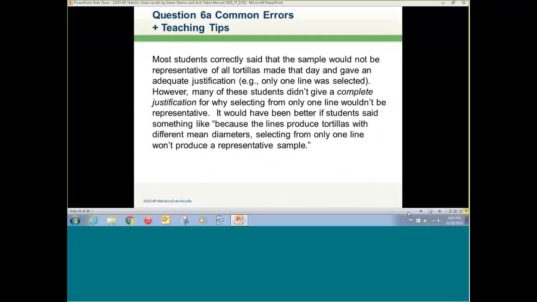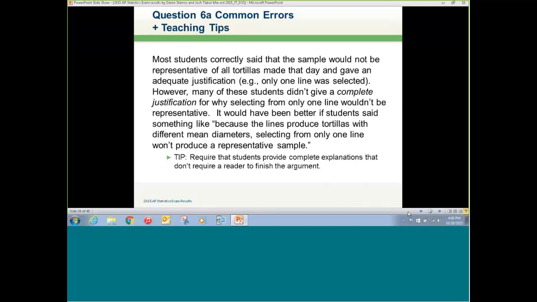Now, students generally did well on Part A, but there were some common errors. Most students correctly said that the sample would be not representative of all tortillas made that day and gave an adequate justification. For example, by saying that only one line was selected. However, many of these students didn't give a complete justification for why selecting from only one line wouldn't be representative. So for example, it would have been better if students said something like, because the lines produce tortillas with different diameters, selecting from only one line wouldn't produce a representative sample.